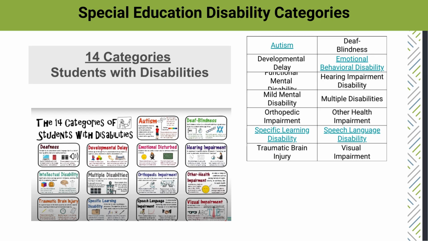An important part of the eligibility process is determining the disability category that the student qualifies for. At this time, please refer to your resource sheet and watch the video on slide 10 with the 14 categories of students with disabilities. In this video, these disabilities will be defined. You will learn about their individual characteristics and some common teaching strategies for students with these disabilities.